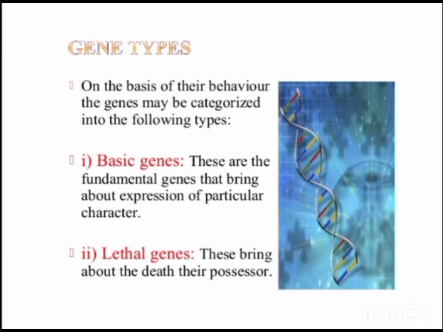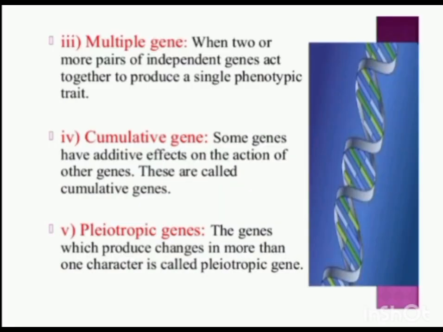First, basic genes. These are the fundamental genes that bring about expression of a particular character. Lethal genes. These bring about the death of their possessor. Multiple gene. When two or more pairs of independent genes act together to produce a single phenotypic trait. Cumulative gene. Some genes have additive effects on the action of other genes. These are called cumulative genes.